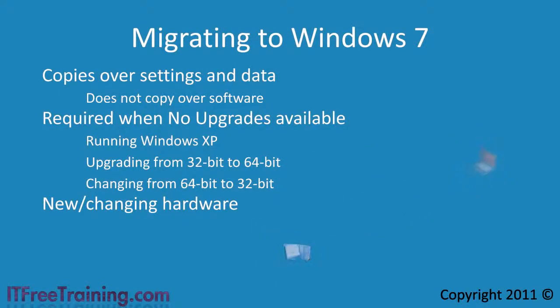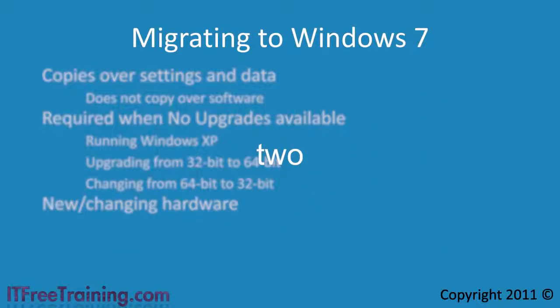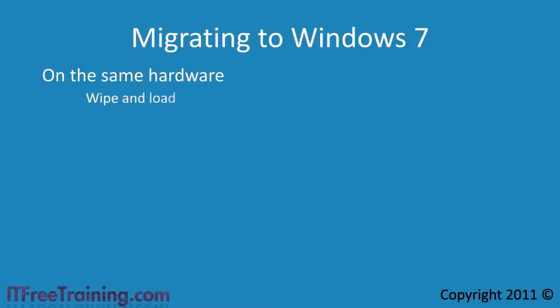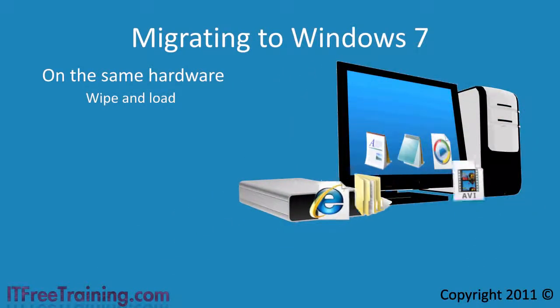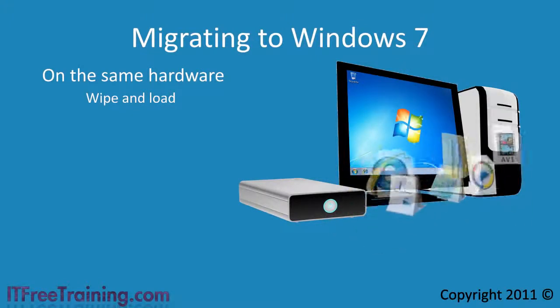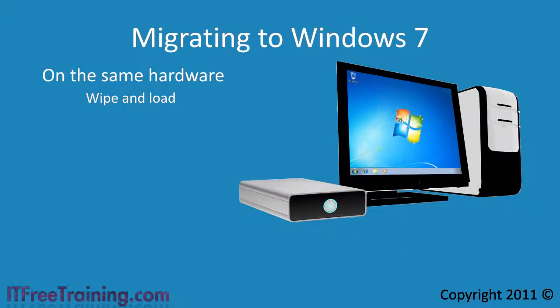When migrating to Windows 7, there are two different ways to perform the migration. First, if you install Windows 7 on the same hardware that contains an existing operating system, this is called wipe and load. You literally back up everything you need, wipe the hard disk, and then install the new operating system. Once complete, you copy over your settings, data, and reinstall your applications.